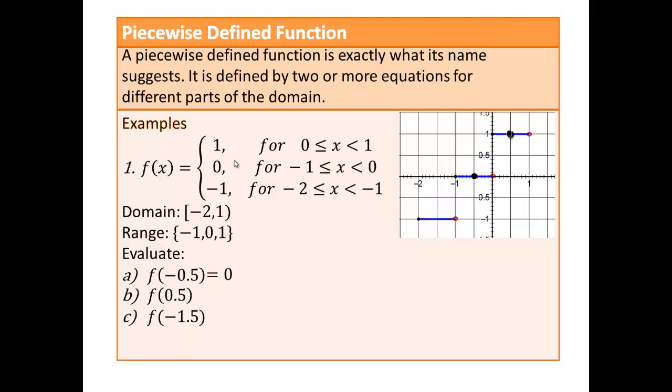0.5 falls in the first rule, good. And what about negative 1.5? That would fall in the last rule, so that'll give you negative 1. So it's important to understand how to evaluate piecewise functions by looking at which rule fits it. So if your input is in this, then this will be the output. If your input is here, then this will be the output.